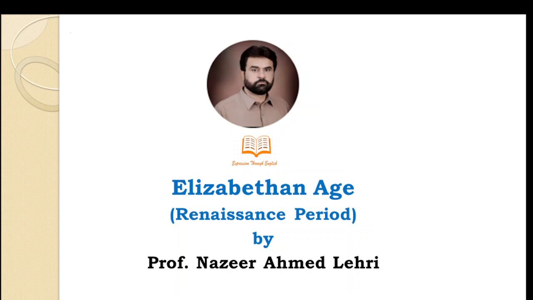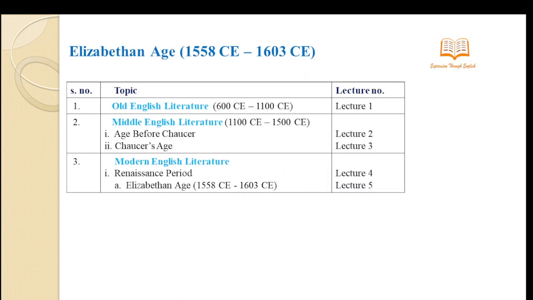Today we have got a new lecture, and that is the Elizabethan Age in English literature. Previously we had discussed different periods. We began with Old English literature, and that was our lecture 1. Soon after it we delivered lecture number 2, about Middle English literature, in which we had the age before Chaucer. And after lecture 2 we had lecture 3, which was about Chaucer's age.